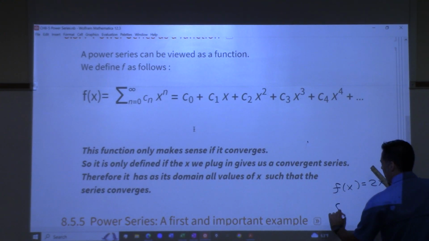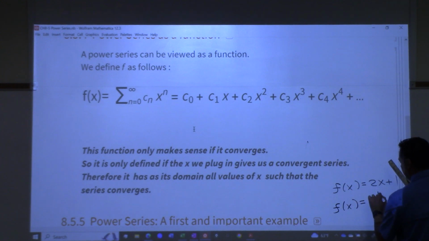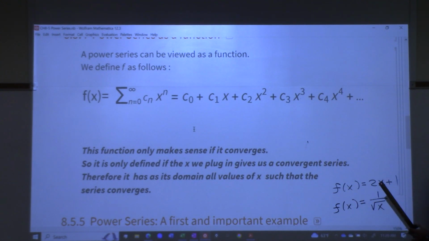Where if I give you something like this, I can't plug 0 in, can I? And I can't plug negatives in, right? So this function is only defined for positive numbers. This function is defined everywhere. So we would say the domain of this is everything, right? And the domain of this is all values of x greater than 0.